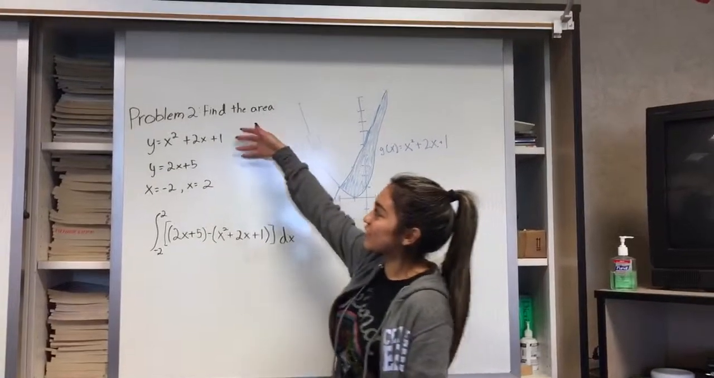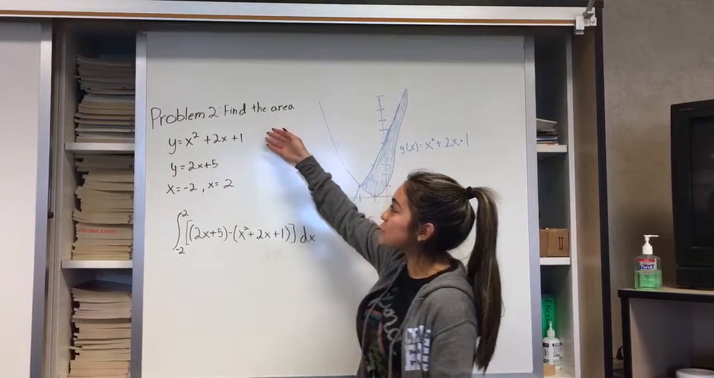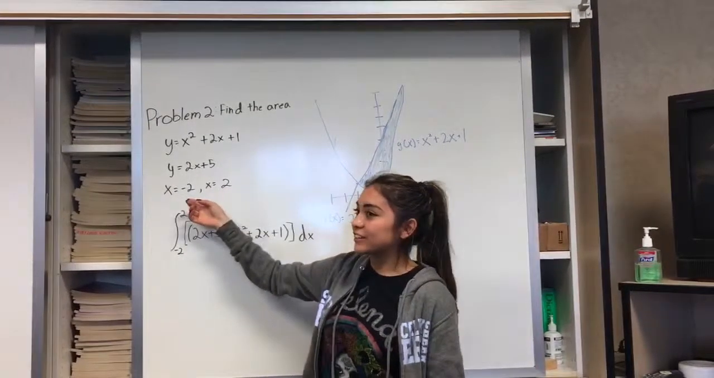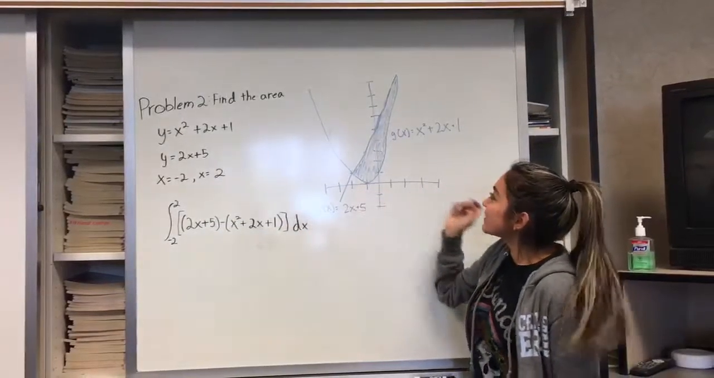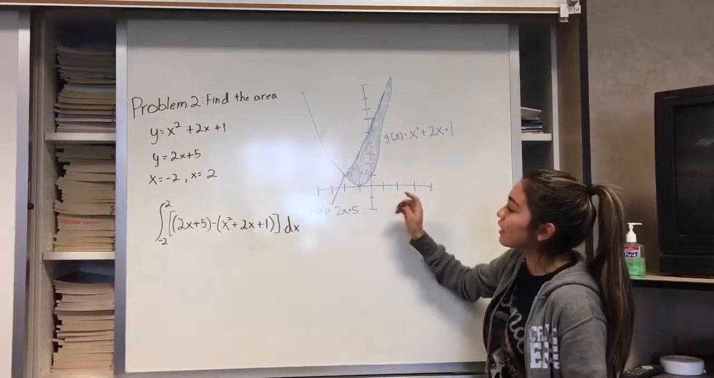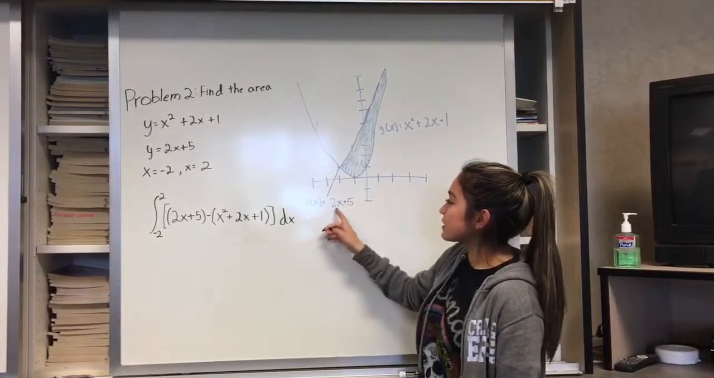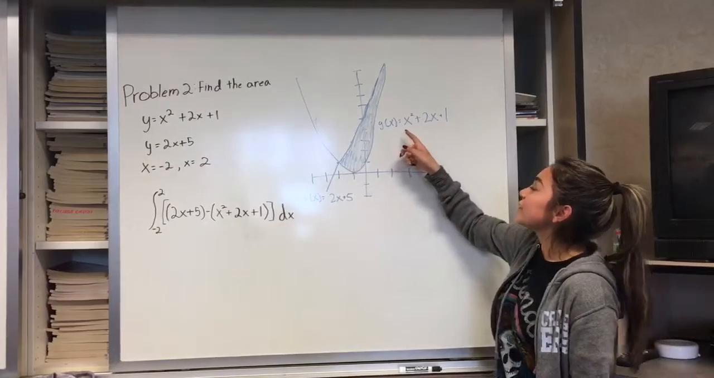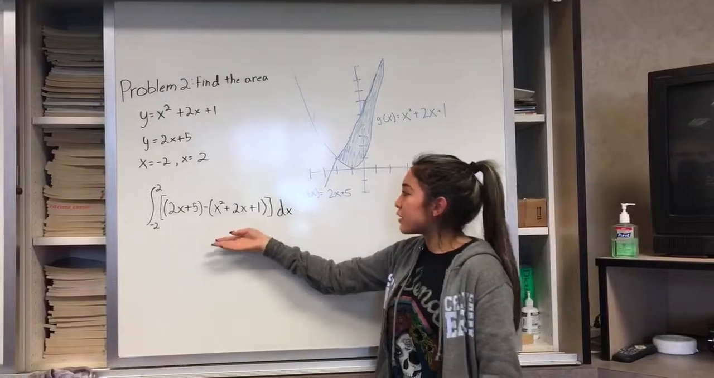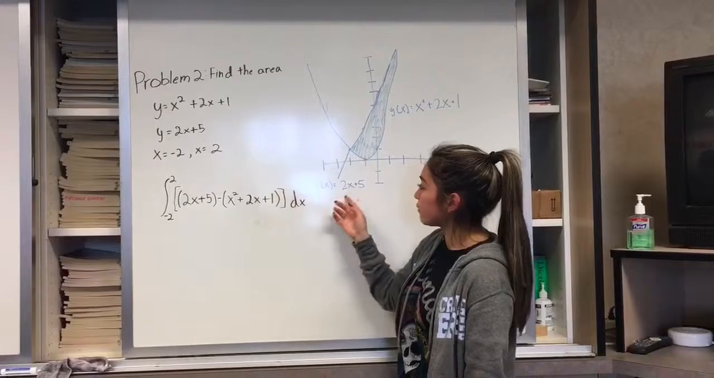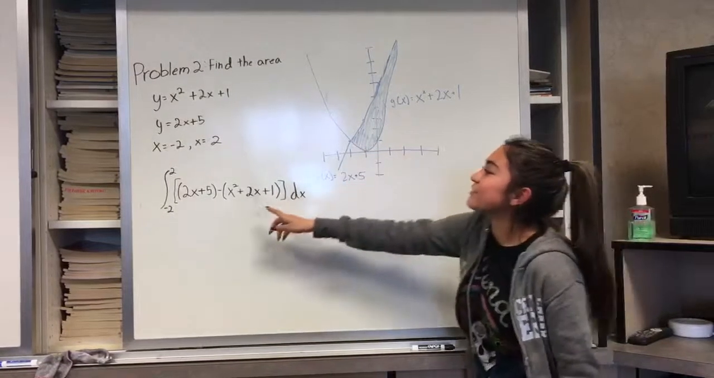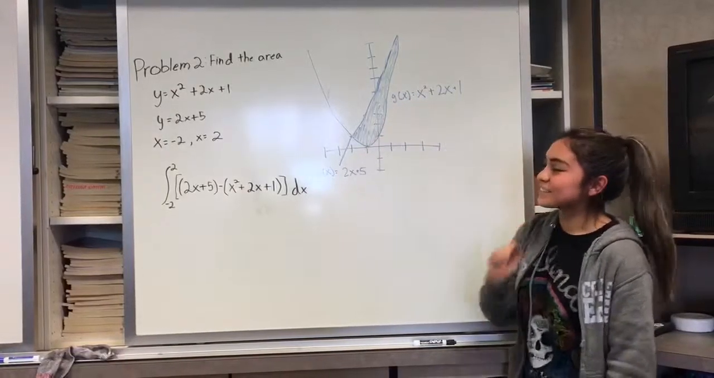Okay, so here are the equations: y equals x squared plus 2x plus 1, and this is the second equation, 2x plus 5. These are the intervals, and this is the graph right here, and we're finding the area between the two graphs. So f of x equals 2x plus 5, and g of x equals x squared plus 2x plus 1. This is how we would set it up, because you would put f of x first because it's the top one, and then g of x second because it's the bottom one.